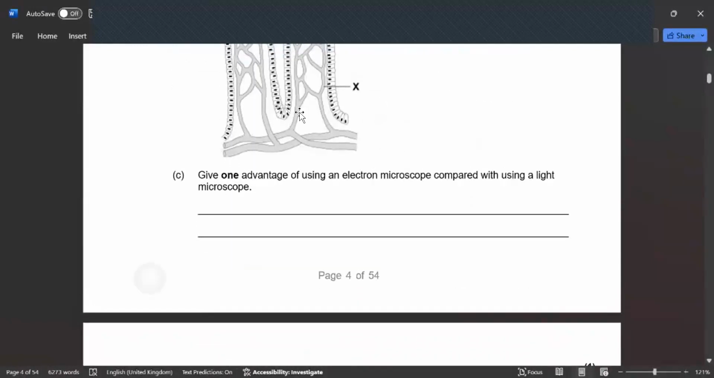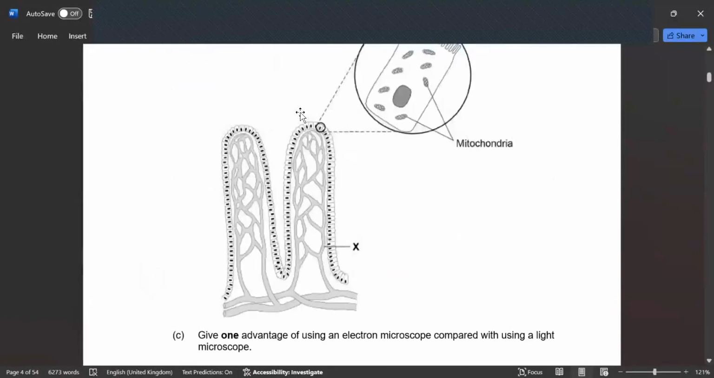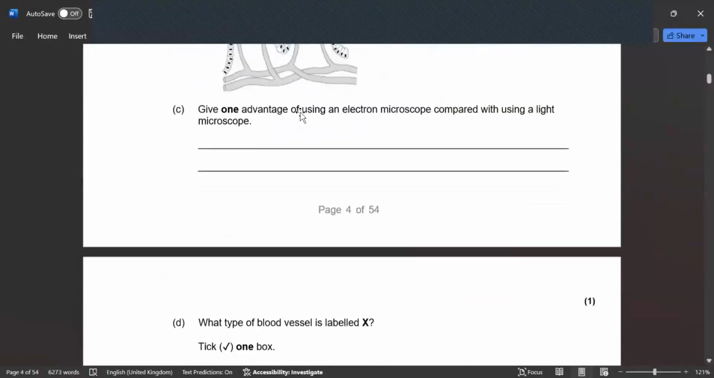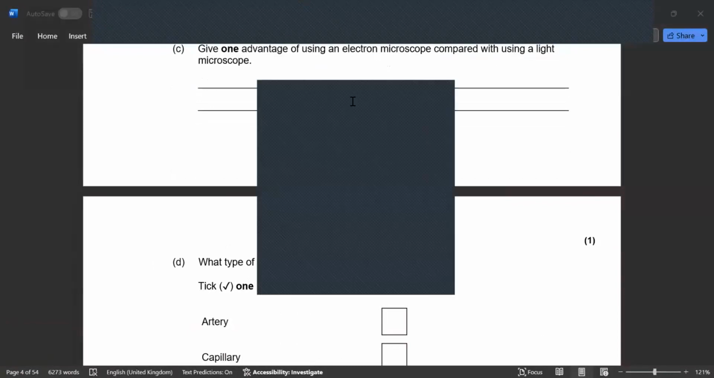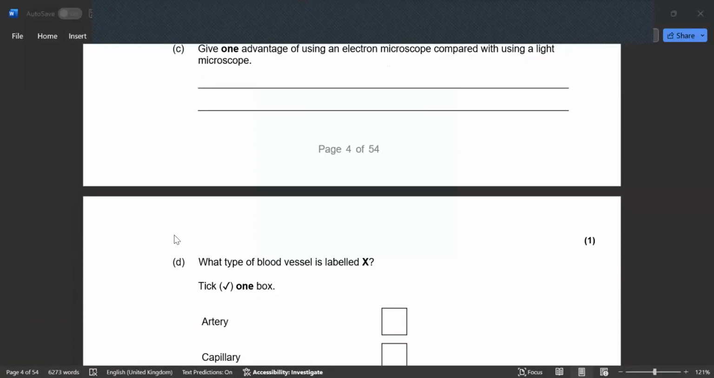He wants you to give one advantage of using an electron microscope compared with using a light microscope. Just one advantage. I think the best advantage is that it has high resolution, so it might show us the internal structure of some tissues. More accurate, yes, Anis, yes, exactly. High resolution, exactly. Higher magnification, wow. All of the answers are perfectly fine.